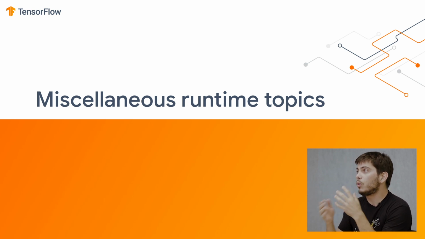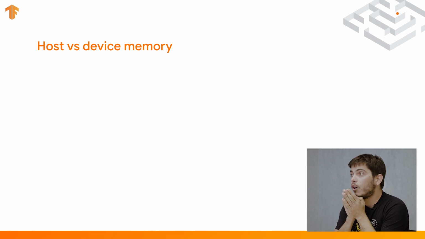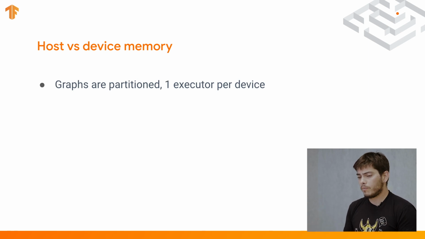I just had a few topics that I couldn't really fit very well that I wanted to cover in this presentation, just to generate some documentation. One is host versus device memory. As I hinted at earlier, when you partition TensorFlow, it takes a graph and it spits out n graphs, one graph per device. Each graph per device gets its own executor.